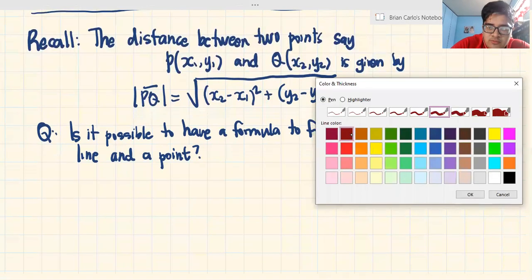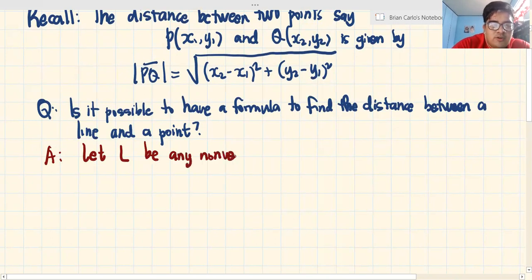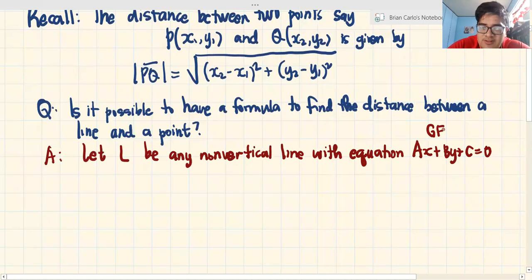Let's change the color to maroon. Ano ito answer? Let's say, let L be any non-vertical line with equation ax plus by plus c is equal to 0. Anong form yan? Kung naalala nyo, this is in general form. Tama? Yan yung GF. Sana all. Yan, GF, general form.